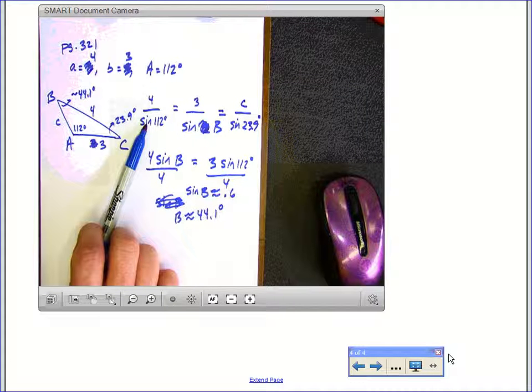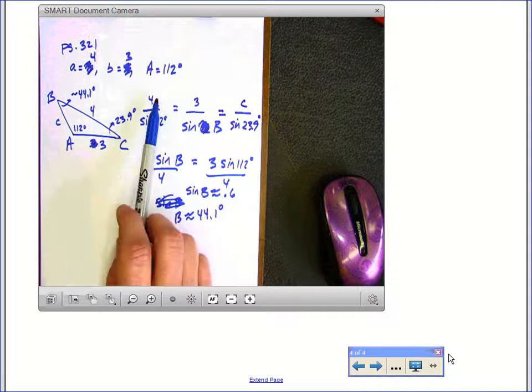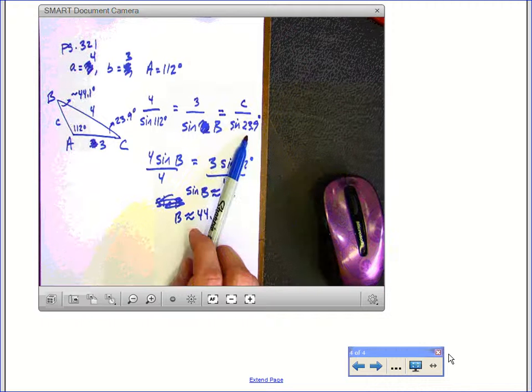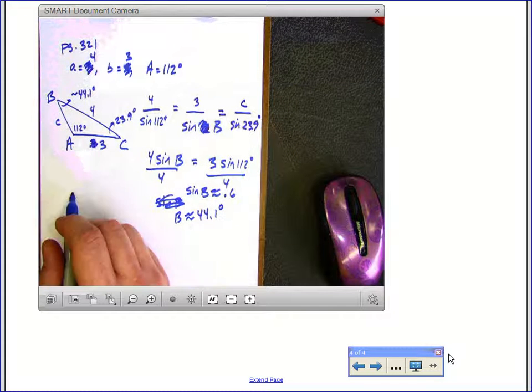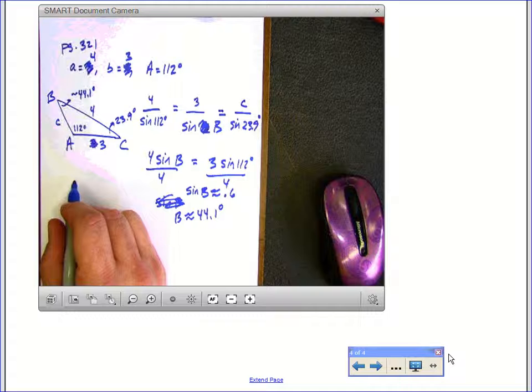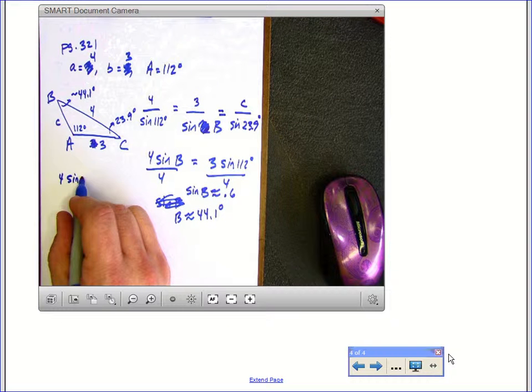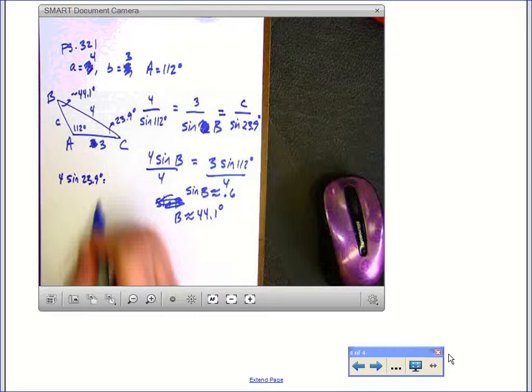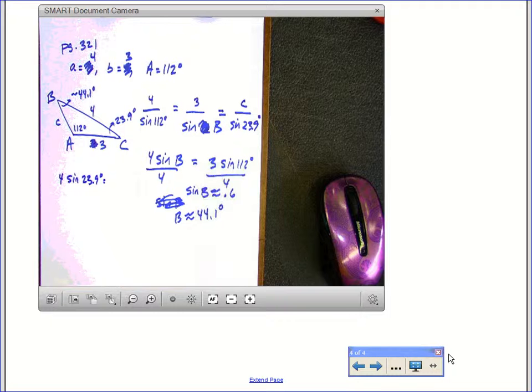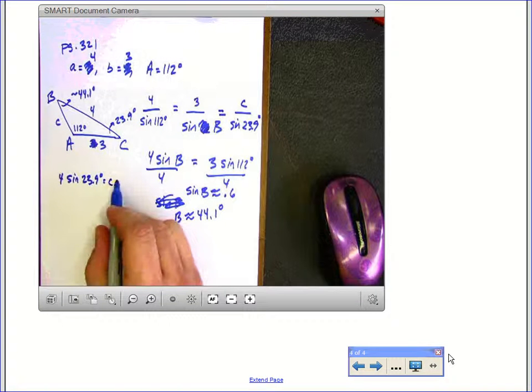Okay, now I could fill in B and cross multiply, but I'm going to cross multiply with this one, okay, because I got both of them. So let me cross multiply. 4 times sine 23.9 equals C times sine 112. All right, go ahead.